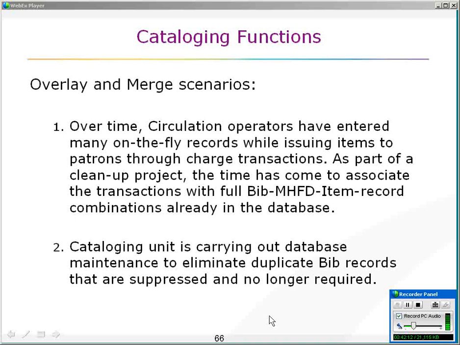Or we have the case where, as part of a database maintenance project, members of the cataloging unit are undertaking to eliminate any duplicate bib records that are suppressed. It could be that they're suppressed because, in the process of withdrawing things, the circulation operators are involved in working with that withdrawal type of project. And so it gives us a way to pull those items out of the database, or to make changes to these various things.